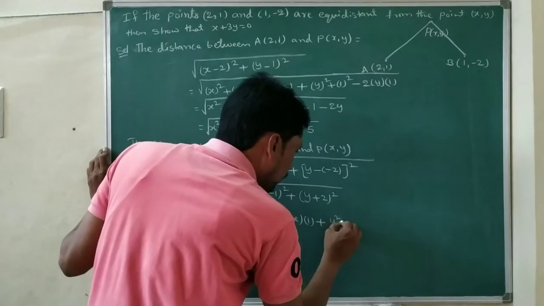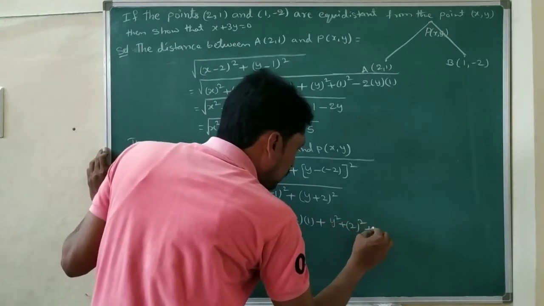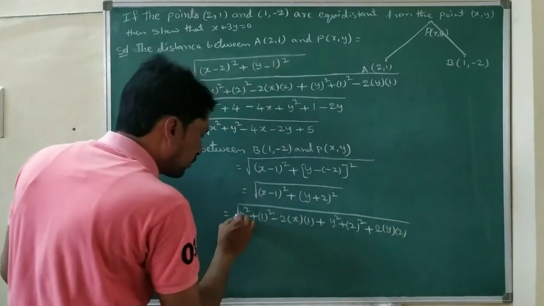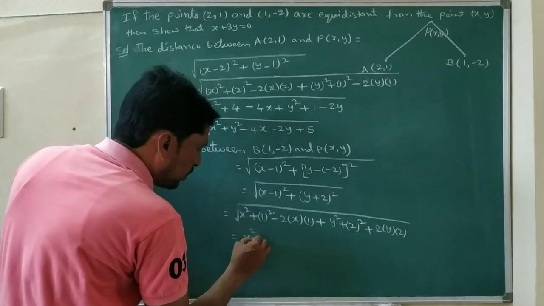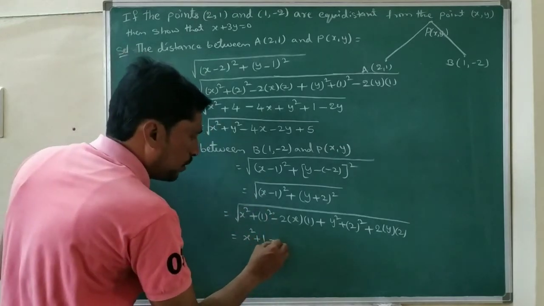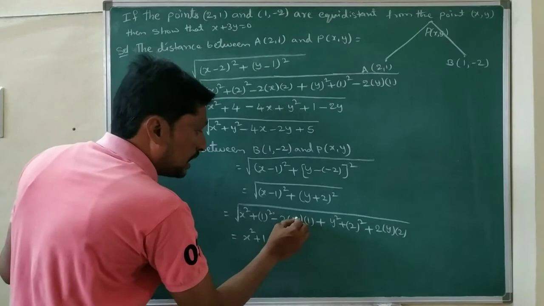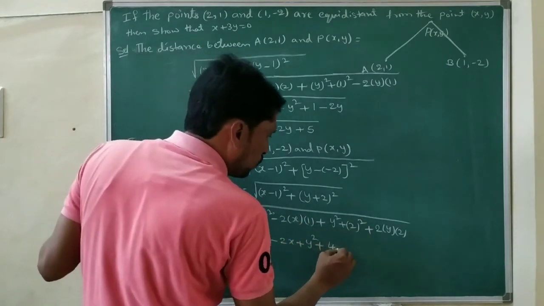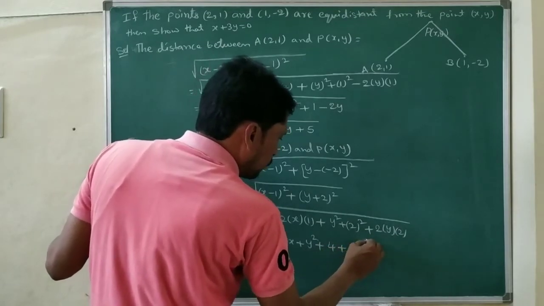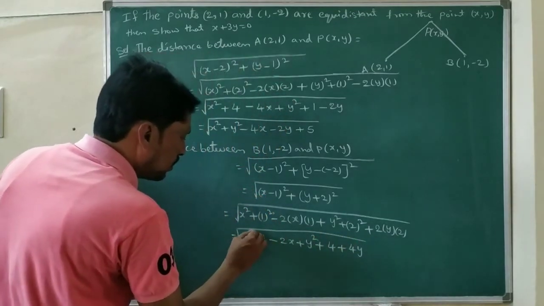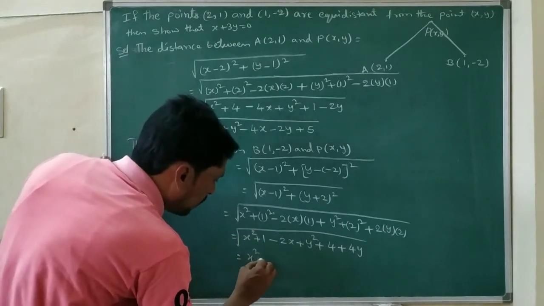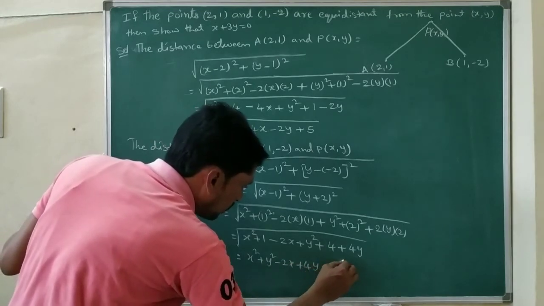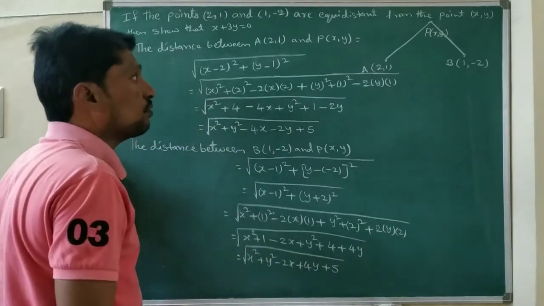So a square means y square, b square means 2 square plus 2ab under root as it is. That equals x square plus 1 square value is 1 minus 2 into 1 into x, 2x, plus y square plus 2 square value is 4 plus 2 into 4 into y, 4y. So here now you can write, in order, x square plus y square minus 2x plus 4y plus 5 under root.